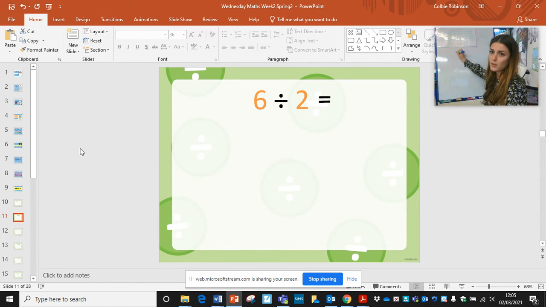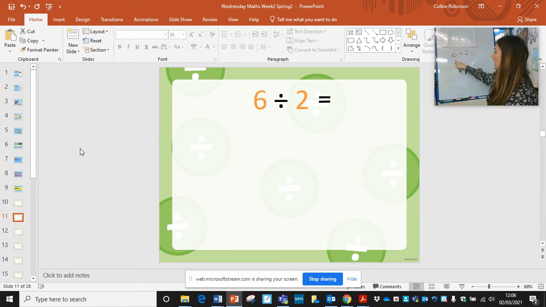So I'll try this blue pen if that's any better. My question is 6 divided by 2. That's not any better, is it? No, that's not great. My black. That's a bit better, isn't it? 6 divided by 2 is the same as. So then you can write in your answer there.